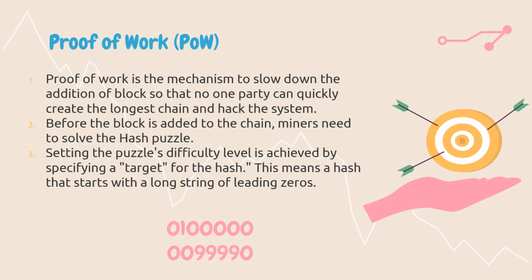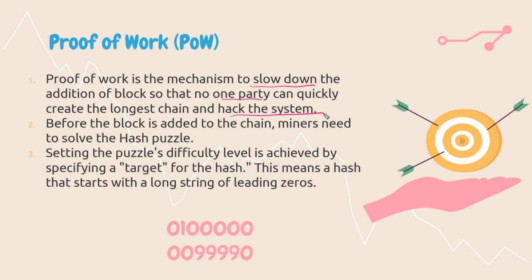Basically, proof of work is a mechanism to slow down the addition of blocks so that no one party can create the longest chain and hack the system. Also, before a block is added to the chain, miners need to solve the hash puzzle, and the complexity of that hash puzzle, or the difficulty level, is set by specifying a target for the hash. This means a hash that starts with a string of leading zeros.